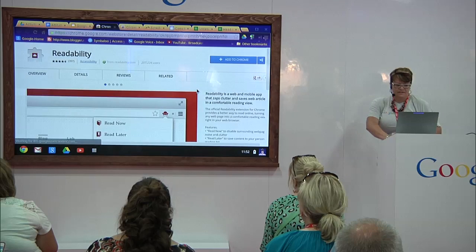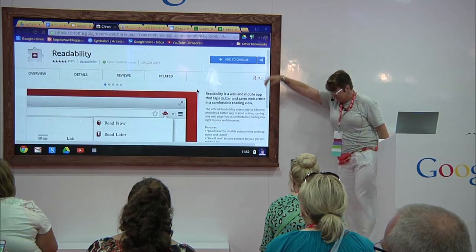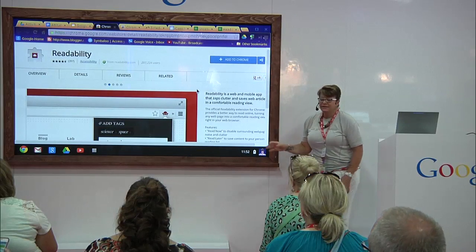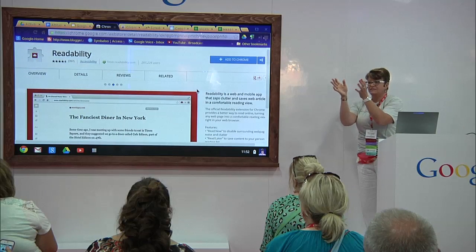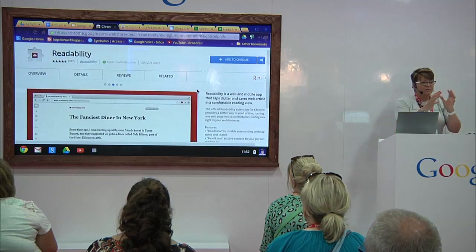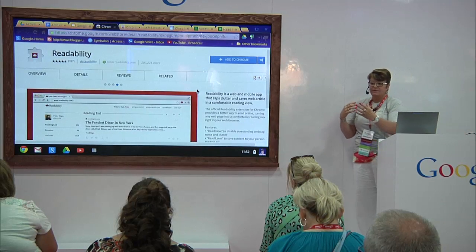Readability is another, it's actually an extension, so it'll end up up here. These are where the extensions end up. But Readability was great for research because we knew we had a small window of research time in class, and we would be looking for websites, research, that type of thing.